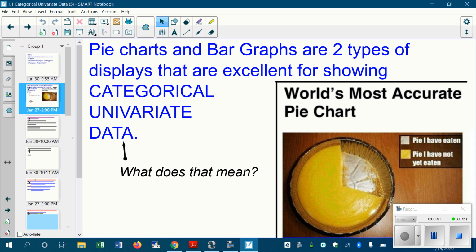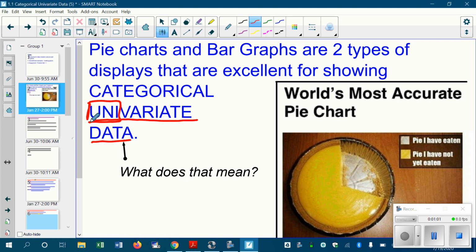So pie charts and bar graphs are two types of displays that we use for showing categorical univariate data. Now that sounds very fancy, categorical univariate data. So let's talk about what that means. Data just means information. Univariate. Well, uni means one, like a unicycle, for example, has one wheel. So univariate means one variable.